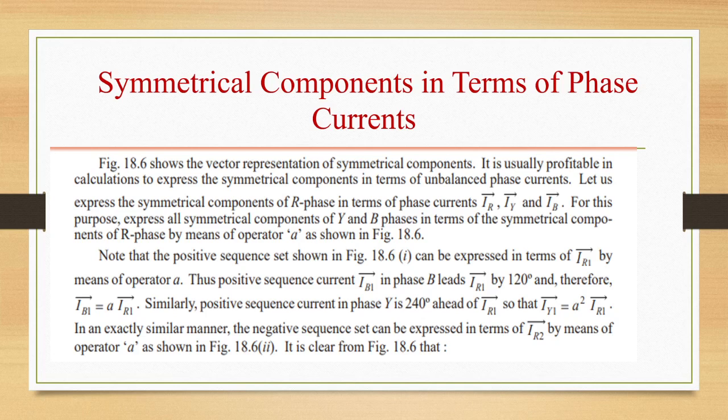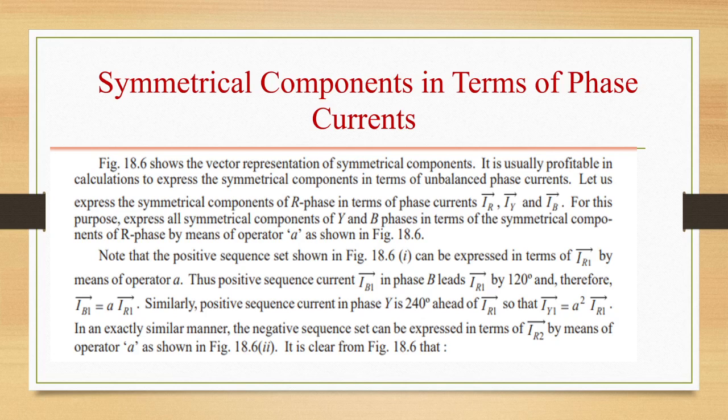This figure shows the vector representation of symmetrical components. It is usually profitable in calculations to express the symmetrical components in terms of unbalanced phase currents. So we will express symmetrical components of R phase in terms of phase currents IR, IY and IB. For this purpose, express all symmetrical components of Y and B phases in terms of symmetrical components of R phase by means of operator A.